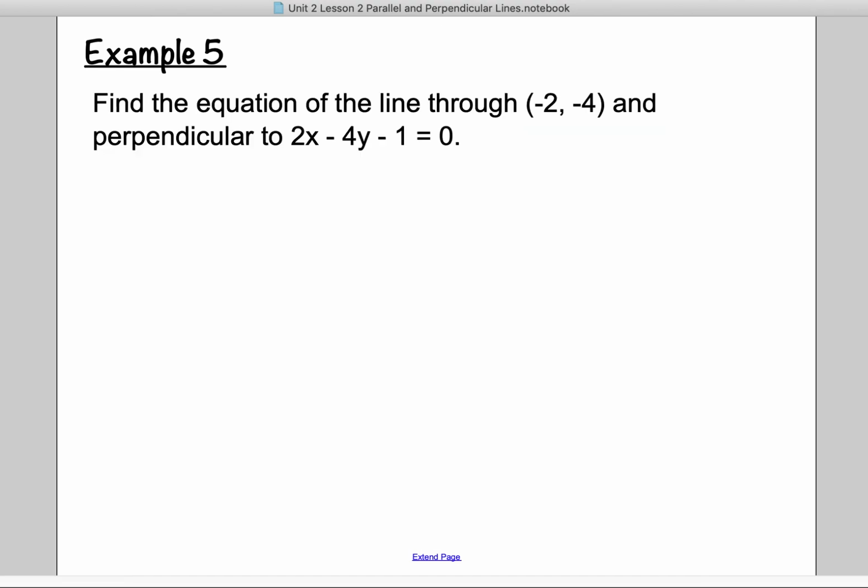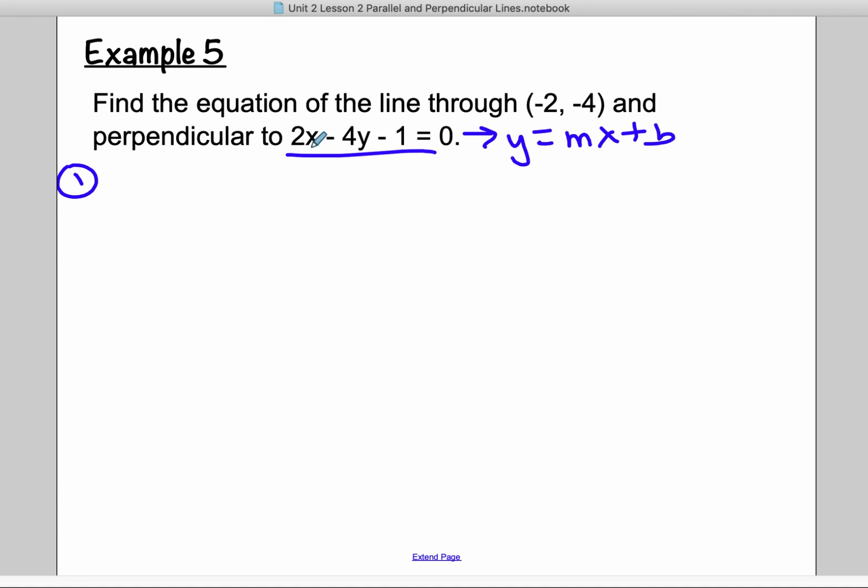Example 5, we're switching it up. We're going to go through the point (-2, -4) and be perpendicular to 2x minus 4y minus 1. So same idea, we need to find our slope. The way we find our slope is we convert this into y equals mx plus b form.